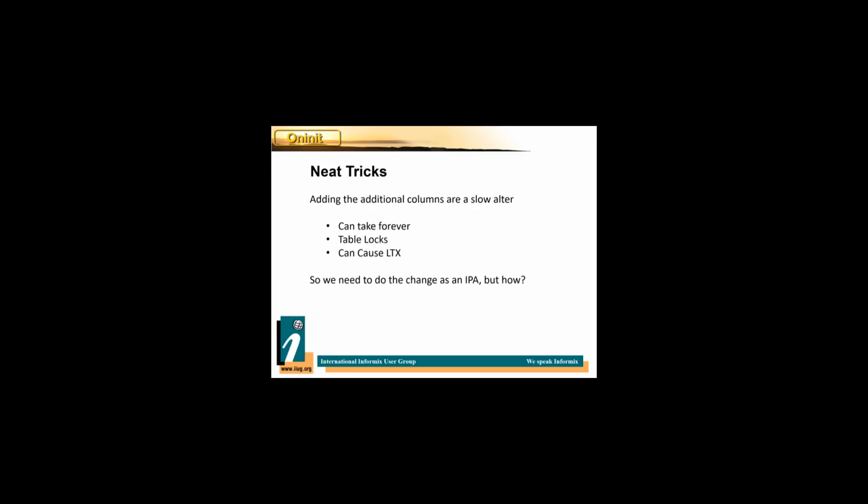Adding the additional columns, particularly ER keys and REPL check, can take forever. You need a table level lock, and they can cause an LTX. So try to imagine you're adding REPL check to a multi-million or even billion row table, then you need a lock on the table. It's a table level rewrite, so you need huge amounts of space as well, and you can hit an LTX.